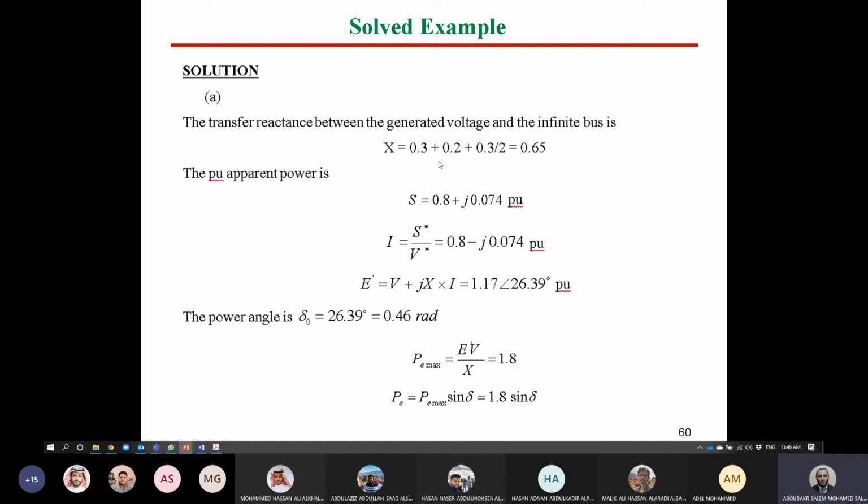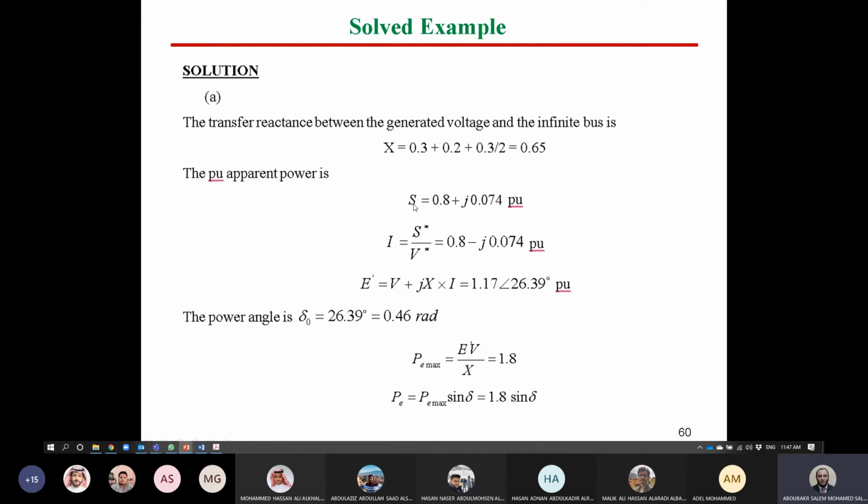First, we will collect all of the reactances. We have 0.3 for the generator, 0.2 for the transformer, and two parallel transmission lines of 0.3. So the resultant X, or the total X, will be 0.65. Now we need to substitute in the equation. In order to substitute in the equation, we need delta. In order to get delta, the power angle, we need to get E. And in order to get E, we need I, the current.